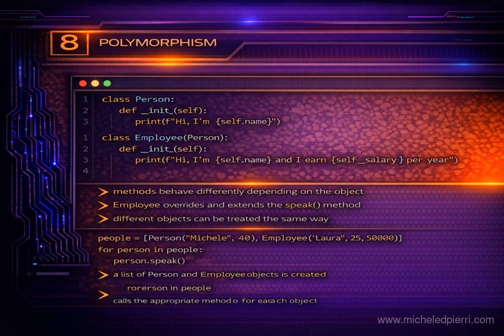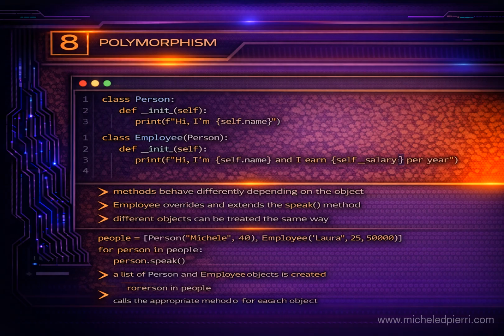Polymorphism means that the same method name can produce different behavior depending on the type of object you call it on. In object-oriented programming, this is one of the biggest reasons to use inheritance at all. You define a common interface in a base class, like a method called speak, and then each subclass can provide its own version of that method. From the outside, you still call speak the same way, but Python decides which implementation to run based on the actual object. This is powerful because it lets you write code that is general, clean, and scalable.